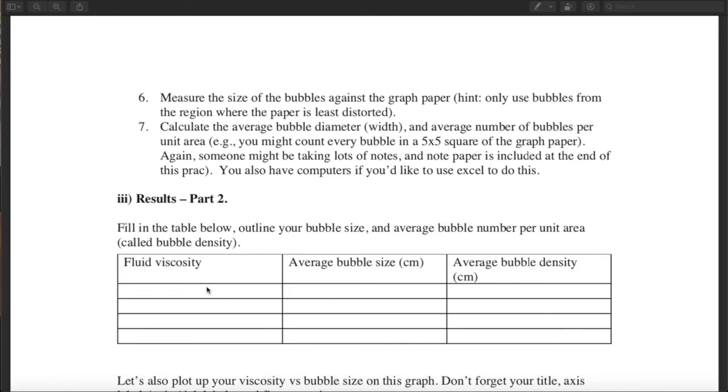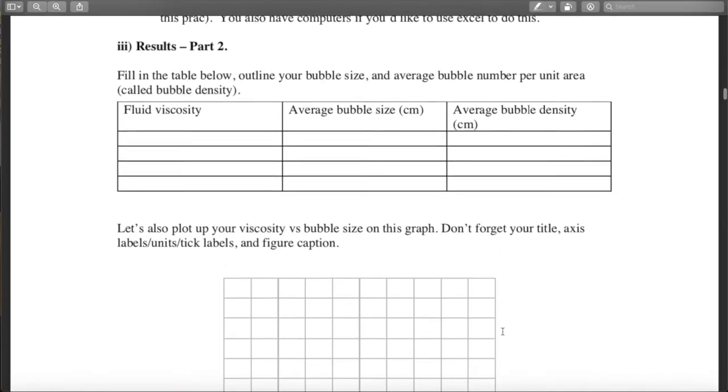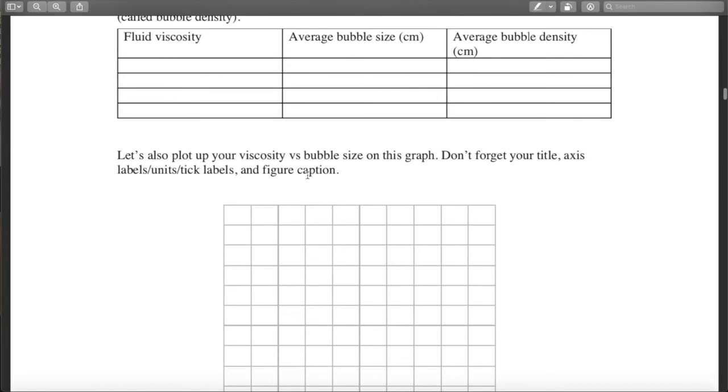Now for those four different colors, I want you guys to put in your average bubble size. So you might have to measure a few bubbles and take an average of them. And also the average bubble density per 10 centimeter interval. So look at where the black markers are on the measuring tube and count the number of bubbles within that interval. Right, and then at the end, we're going to plot up our results.